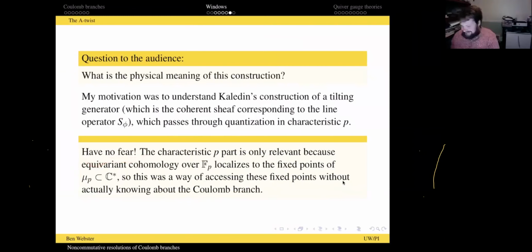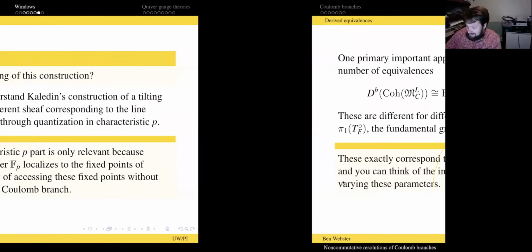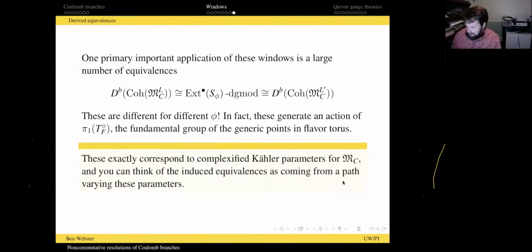Well, have no fear. But I think this is all stuff you've already pulled out of me. I think this characteristic P story is actually just a way of trying to access this when you don't know about the field theory, don't know about the omega background.